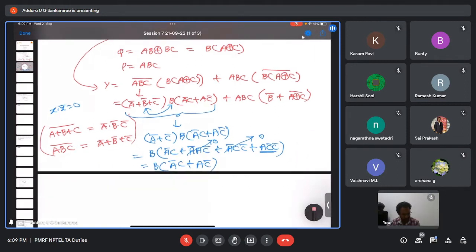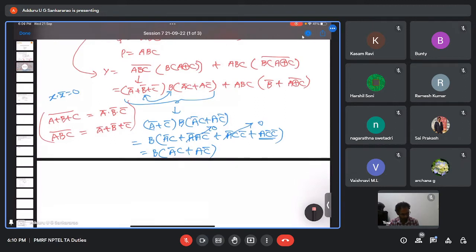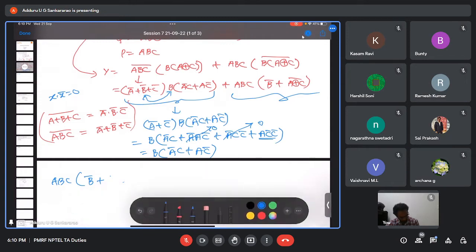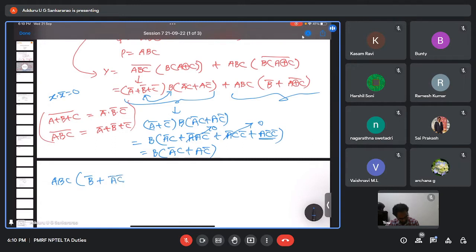And from the second one, I'm writing here, that is A B C into B bar plus A bar, A XOR C whole bar, that is nothing but A XNOR C, we know when there are two inputs. So if I write this, what I get is A bar C bar plus AC.